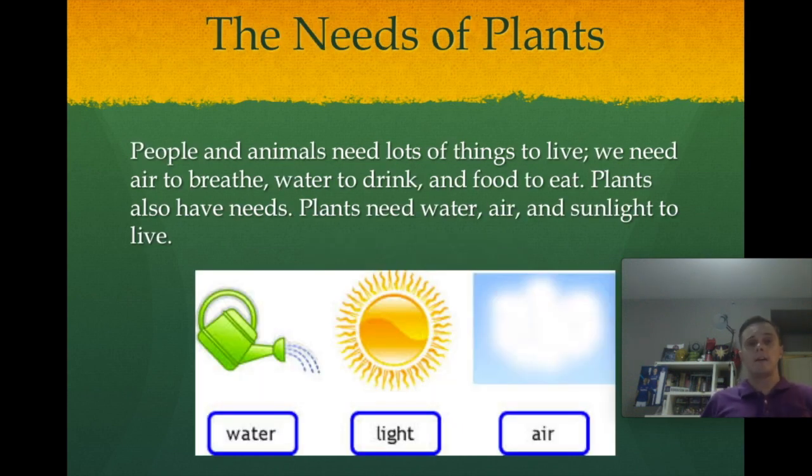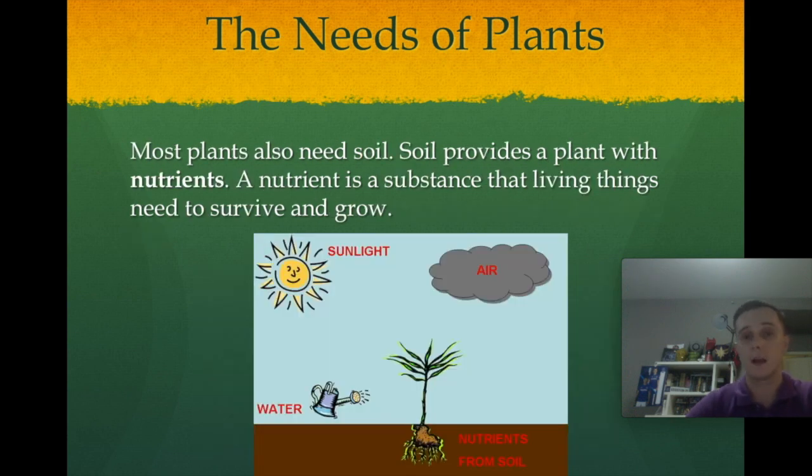You should remember that plants need a few things to stay alive. So people and animals need to breathe. They breathe in air. We need water to drink, and we need food to eat. But plants, they have needs of their own. So plants need water, air, and sunlight to live. Now, most plants also need soil.